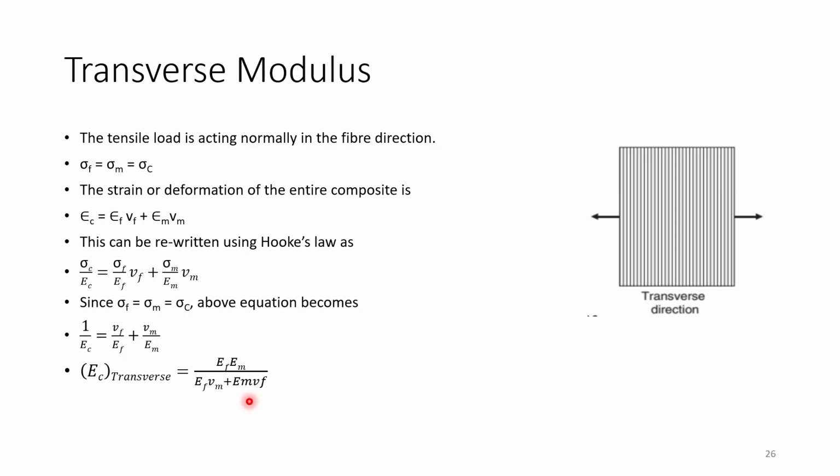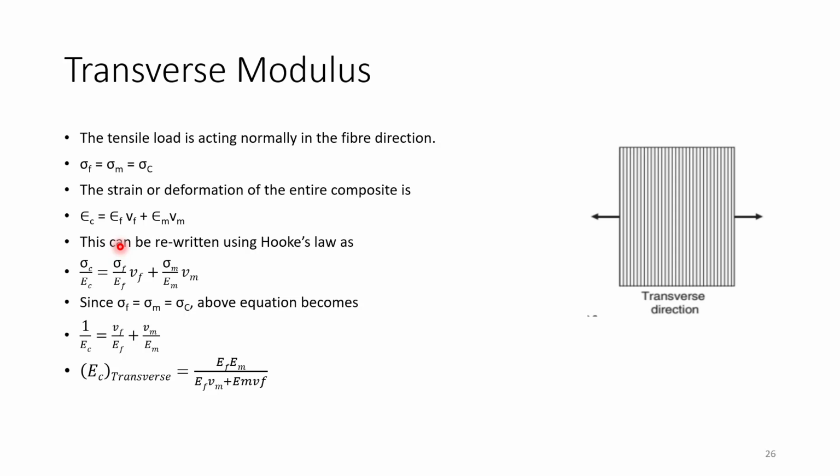Next is when the tensile load is acting normally, or perpendicular, to the fiber direction. In this case, the stresses will be equal. Rather than strain, here the stresses will be equal. So sigma F equals sigma M equals sigma C. The strain or deformation of the entire composite can be written as this: EC will be equal to EF times VF plus EM times VM.